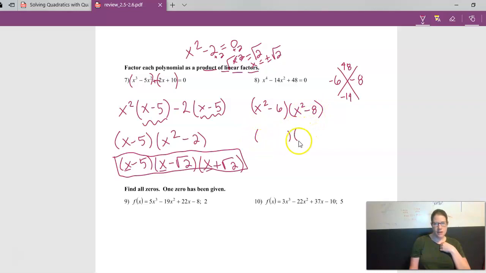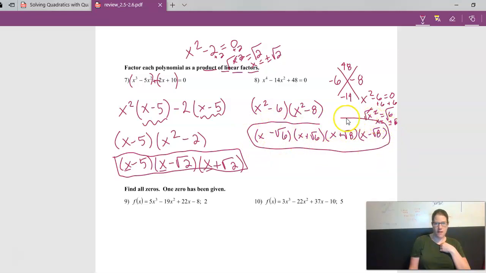Again, we wanted these to be linear, so we have to go one step further so that each of our x's is only to the first degree. So in order to find my factors here, since there are no two numbers that multiply to 6 and add to 0, I'm going to have to solve this. Set it equal to 0 and solve to find my zeros. So take the square root, and x is going to be plus or minus the square root of 6. So this would be x minus the square root of 6, x plus the square root of 6. I would do the same thing to x squared minus 8 to get plus square root of 8 and minus square root of 8. So that would be the product of linear factors.